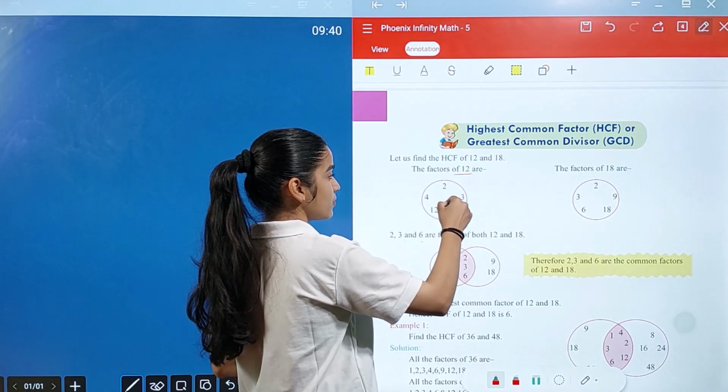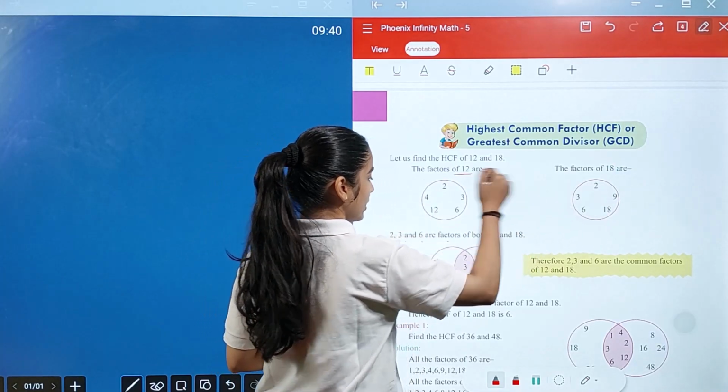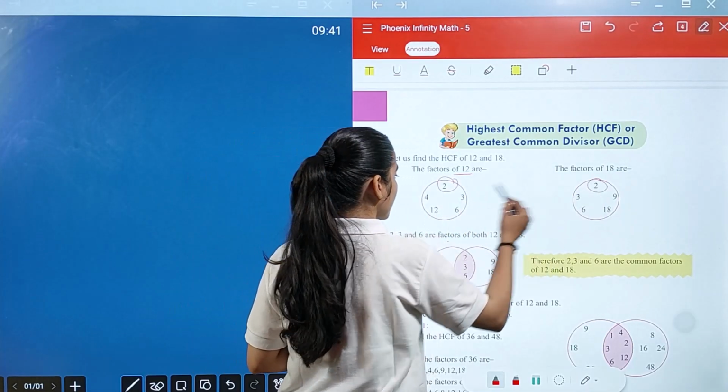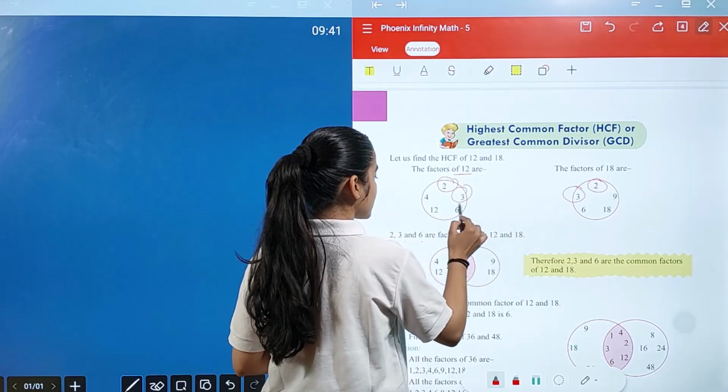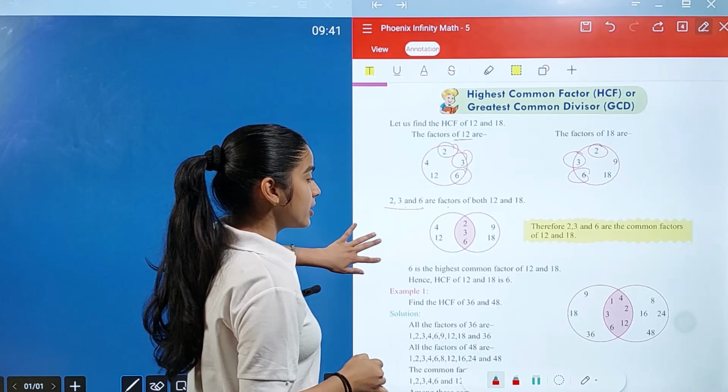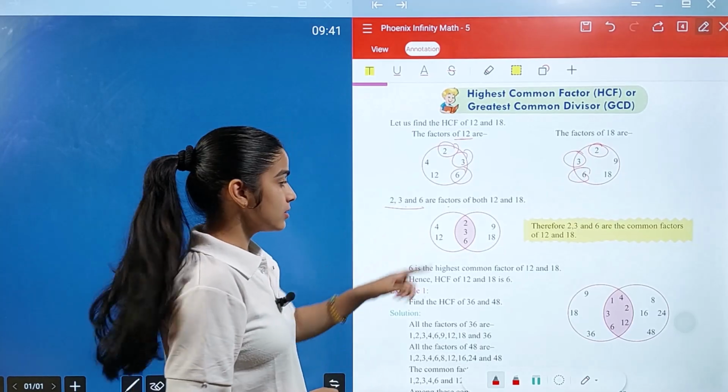These are the factors of 12 and these are the factors of 18. In this, what we notice are the common factors: 2, 3 and 6. So these are the common factors we have. Therefore, 2, 3 and 6 are the common factors of 12 and 18.